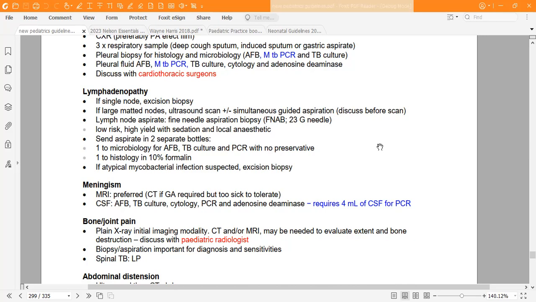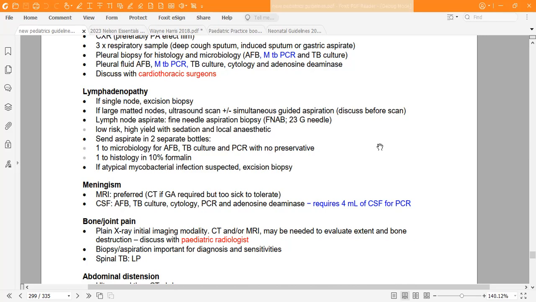Okay, so again, I will repeat this section. Lymphadenopathy: if we have a single node, we will do excision biopsy. If you have large matted nodes, I will do ultrasound scan first, plus minus simultaneous guided aspiration. I will discuss with my consultant before that. Lymph node aspiration, which is called fine needle aspiration biopsy. If there is low risk, high yield with sedation and local anesthetic, send aspirate in 2 separate bottles.